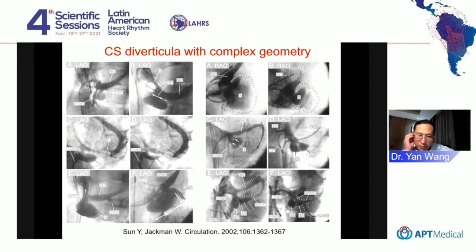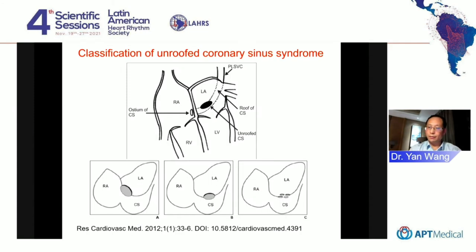So if you want to map in the subepicardial space, sometimes even for atrial tachycardia, sometimes it's already from this place, you need to perform angiography. And sometimes you can encounter an unroofed coronary sinus. Sometimes the coronary sinus ostium is open to the right atrium. Sometimes the roof is connected to the left atrium, like this.